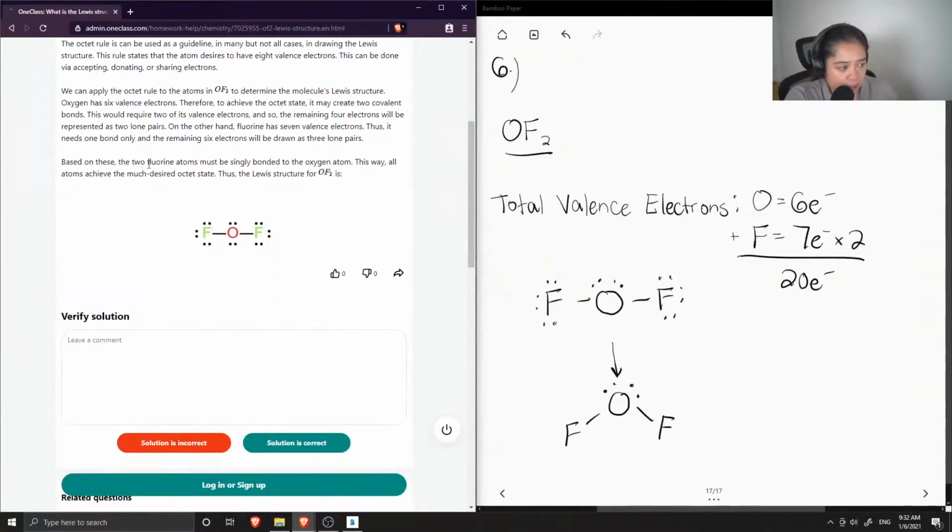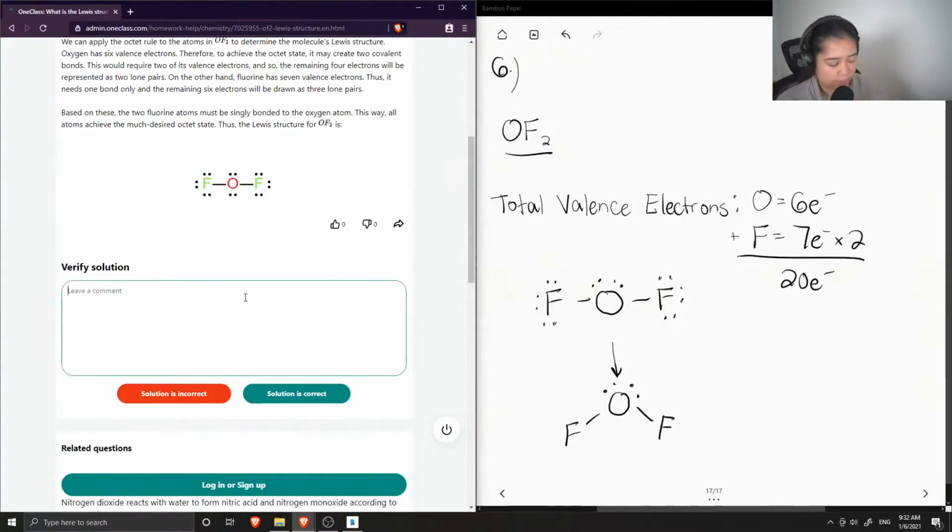Based on these, the 2 fluorine atoms must be singly bonded to the oxygen. This way, all atoms achieve the much desired octet state. Thus, the Lewis structure is... Yep. So, this solution is correct.